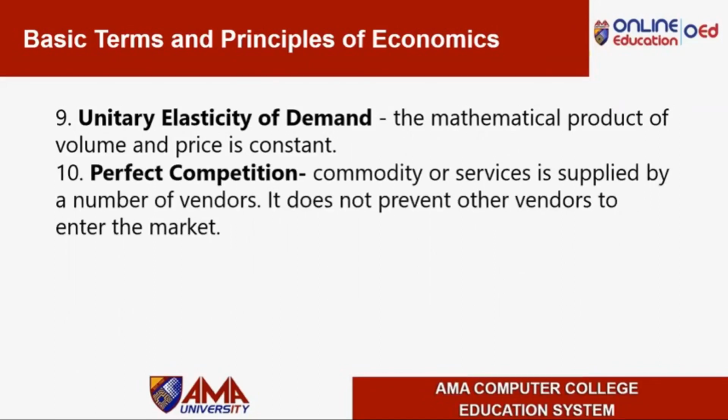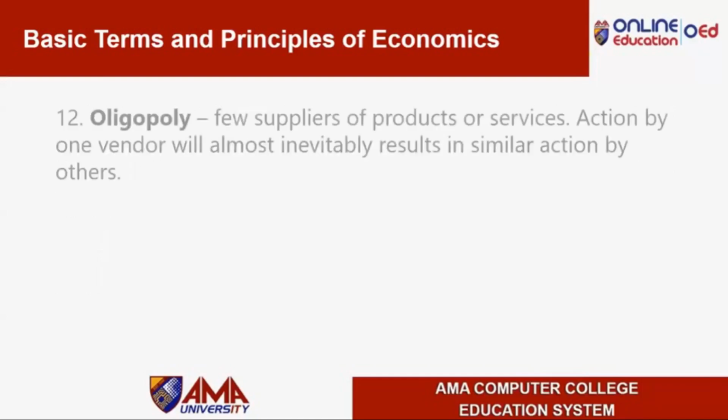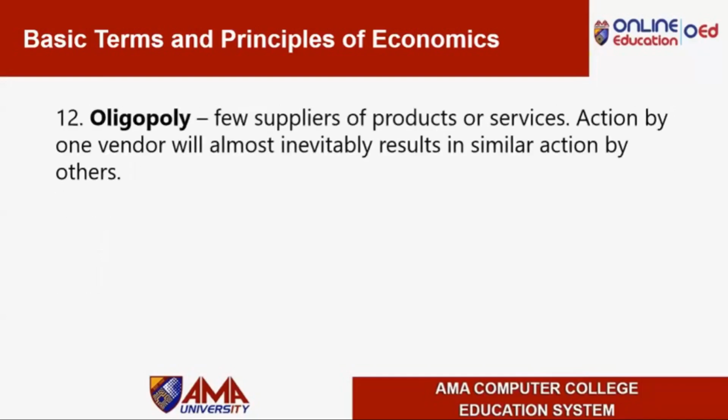Perfect competition: a commodity or service is supplied by a number of vendors, and it does not prevent other vendors from entering the market. Then we have the monopoly. It is the opposite of perfect competition. Products and services are available from a single vendor. It prevents the entry of other vendors in the market. Then we have the oligopoly: few suppliers of products or services. Action by one vendor will almost inevitably result in similar action by others.